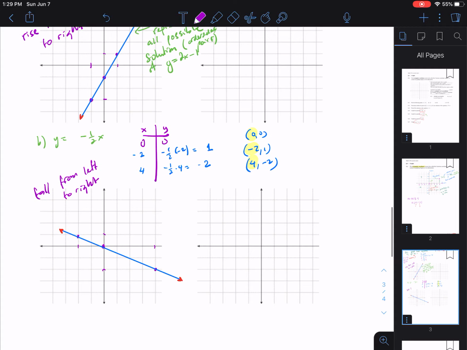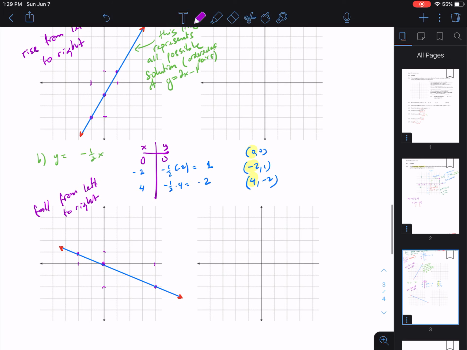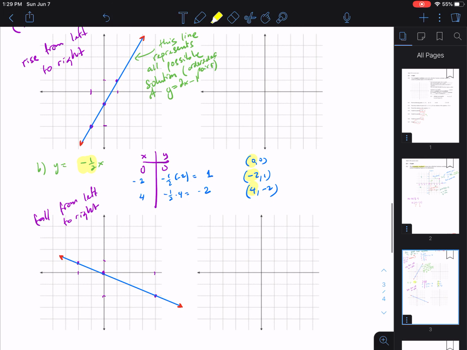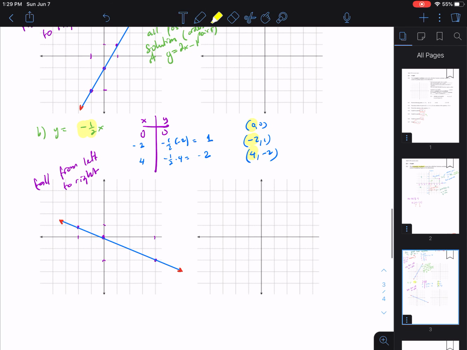In the next couple lessons, we're going to learn that certain lines will have certain indications of steepness, and those can be identified by the coefficient of x. If that coefficient is positive, we have the rise from left to right, and if that coefficient is negative, we have this fall from left to right. To summarize, you're probably familiar with this, and we call that slope. Slope refers to the steepness of a line.